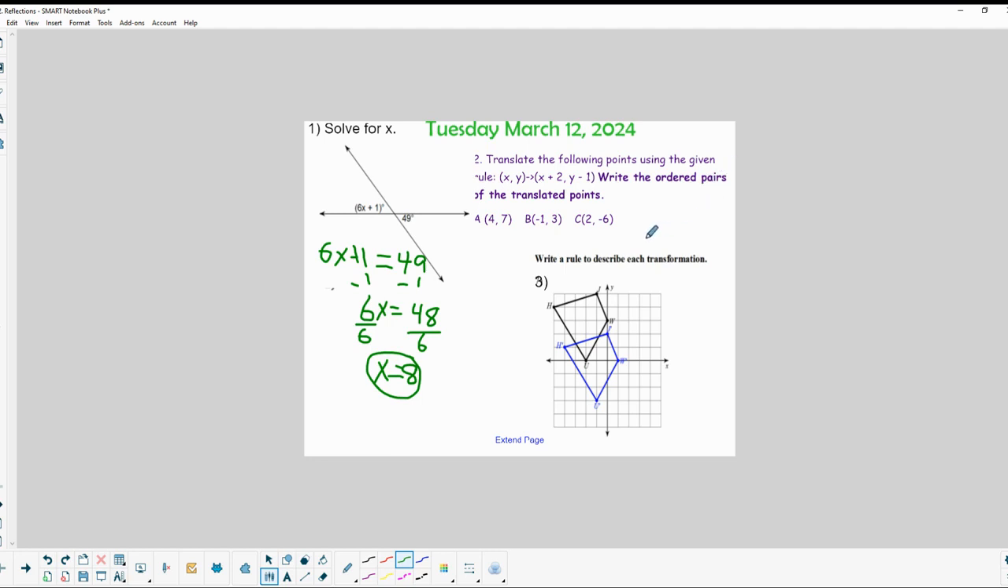Okay, so now the next one is to describe the rule. And up here, translate the following points by using the given rule. So in this case, we're going to add 2 to each x value and subtract 1 from each y value. So if we add 2 to 4, that would give us 6. And if we subtract 1 from 7, we get 6. So that would be our first point. That would be A prime.